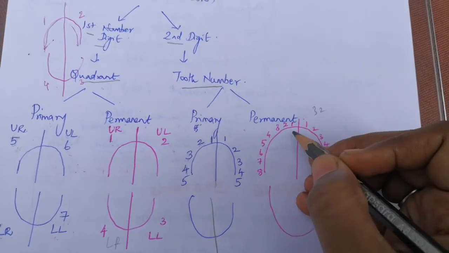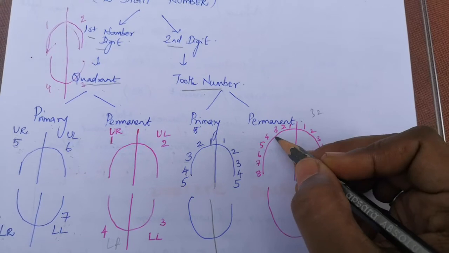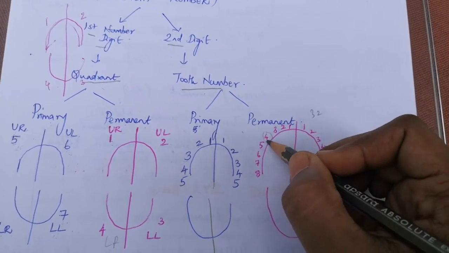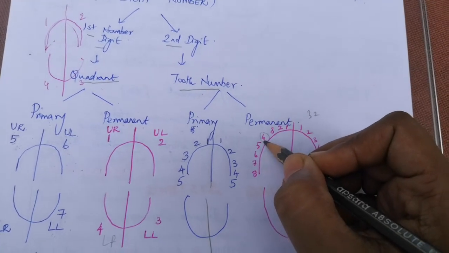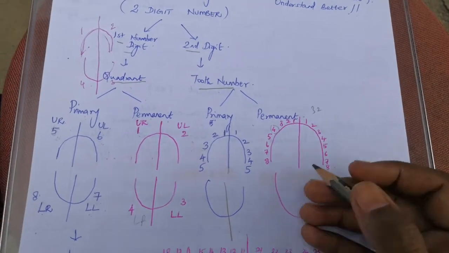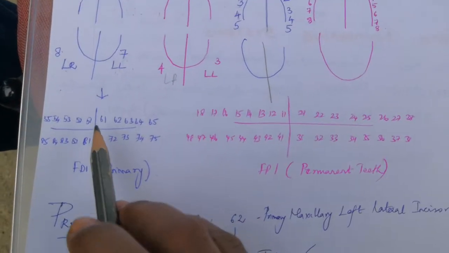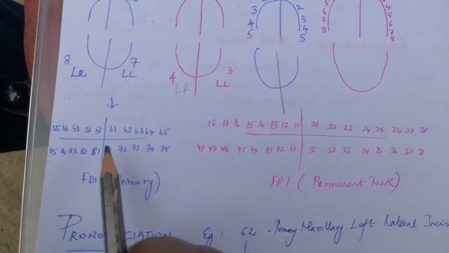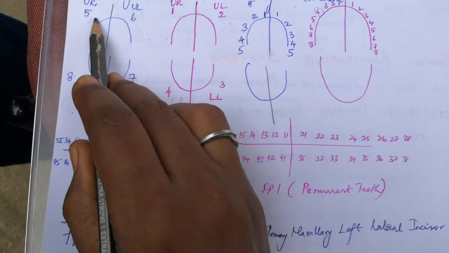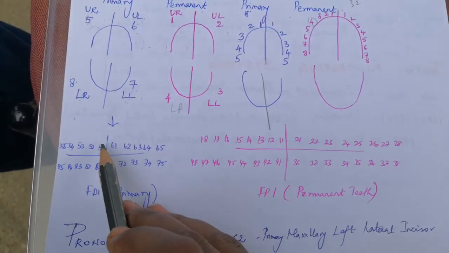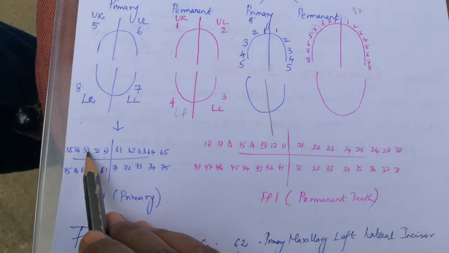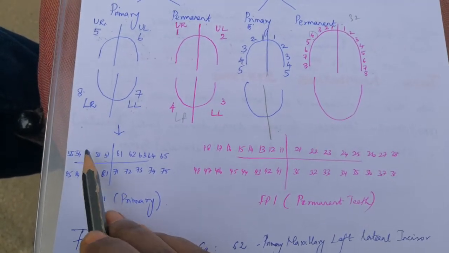The second digit depends upon the number of the tooth. For example, if it is 4, the fourth tooth in the arch is the first premolar in the permanent dentition. This is the second digit I am talking about. For example, the notation in the primary dentition starts from 5 1, where 5 is the quadrant number and 1 is the tooth number, central incisor. So 5 3 means it is the maxillary right primary canine.